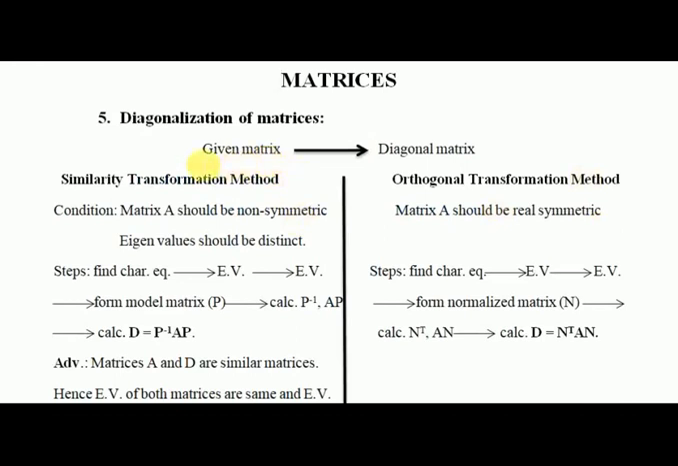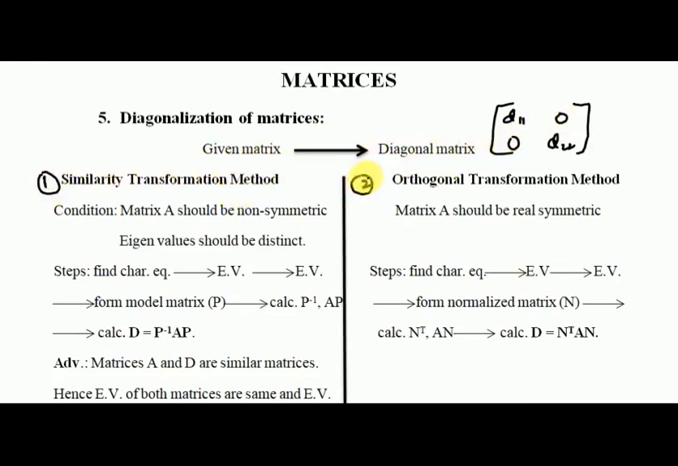Here we need to convert the given matrix into diagonalized form. Diagonalized form means where we have only diagonal elements and rest of the elements will be 0. This is the diagonalized form. So for the given matrix, we need to convert this into diagonalized matrix. Here we have two methods. First one is similarity transformation method and second one is orthogonal transformation method.